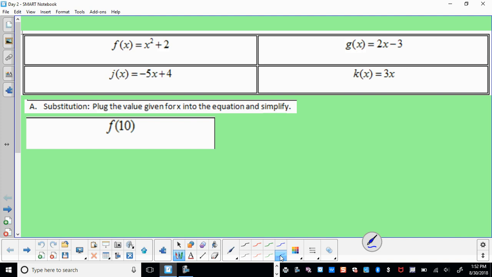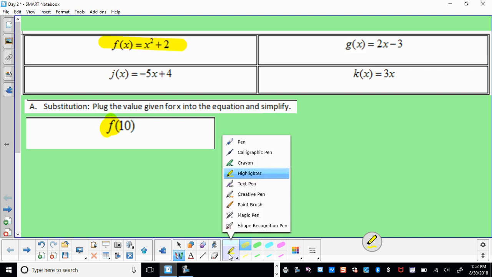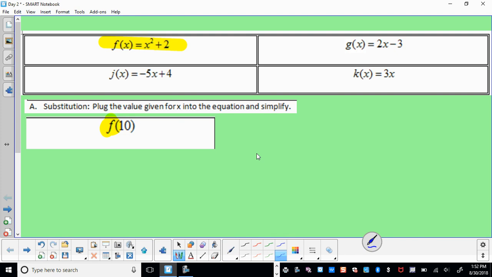at letter A. This is for substitution. You guys see how there's 4 functions up here? F, G, J, and K? You've got to pay attention to those because of what they're going to ask us. So for the first one, they want function F. So therefore, I'm going to use x squared plus 2.